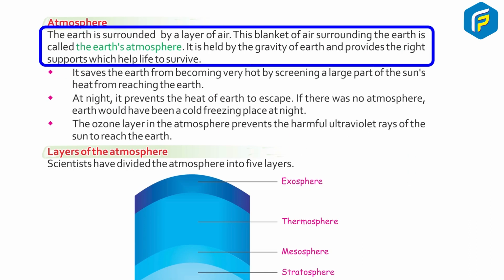Atmosphere. The earth is surrounded by a layer of air. This blanket of air surrounding the earth is called the earth's atmosphere. It is held by the gravity of earth and provides the right support which helps life to survive.